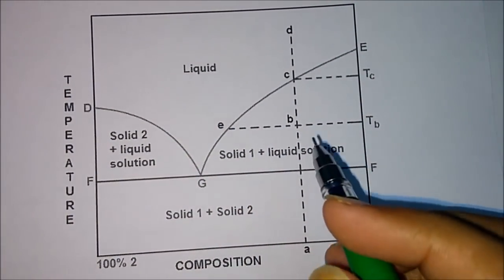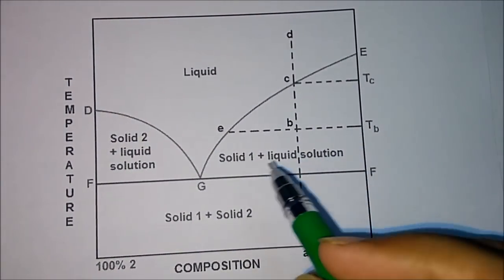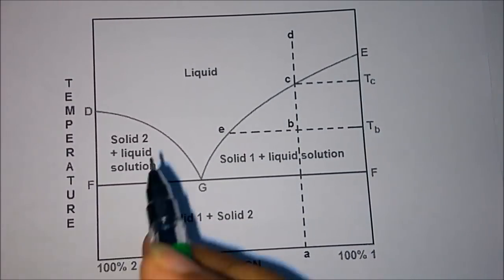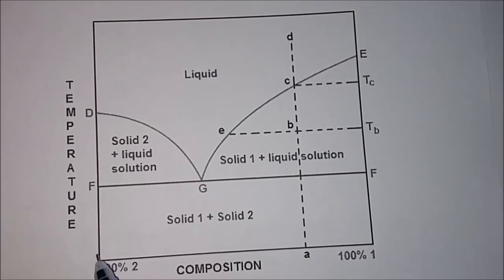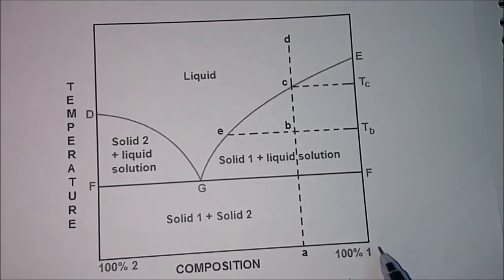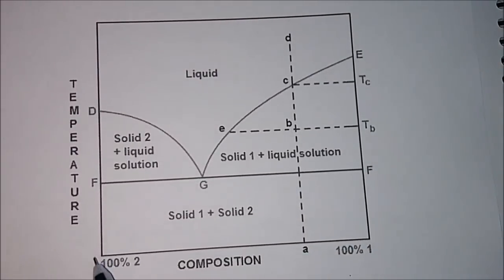So this is a 2 component system, and let's see what this graph shows. Here you have 100% 2. 100% 2 means you have 2 solids, solid 1 and solid 2. Solid 1 is 100% over here and solid 2 is 100% here. 100% means it is pure here.